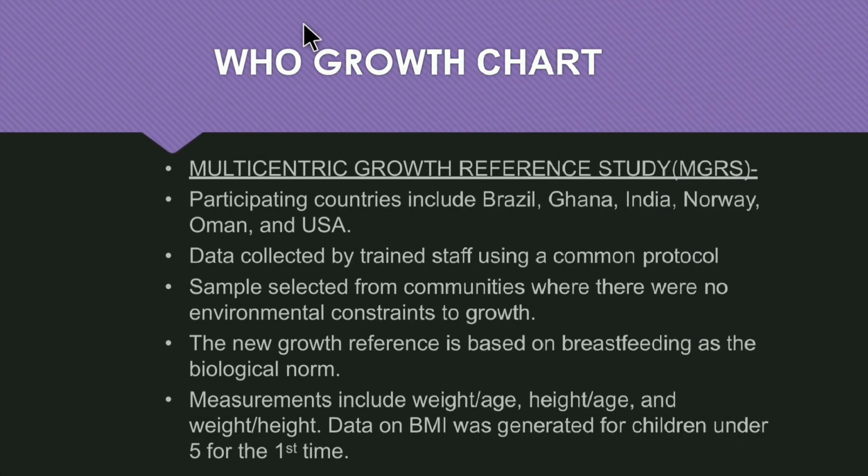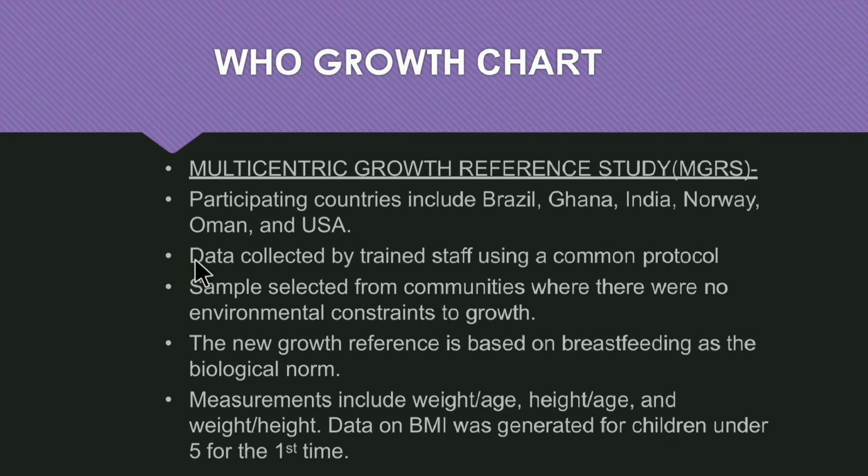Now, how did the WHO come up with the growth chart? The study that was conducted to find out the design of the growth chart is known as the Multi-Centric Growth Reference Study, or MGRS study. In this study, various countries were included, like Brazil, Ghana, India, Norway, Oman, and USA.